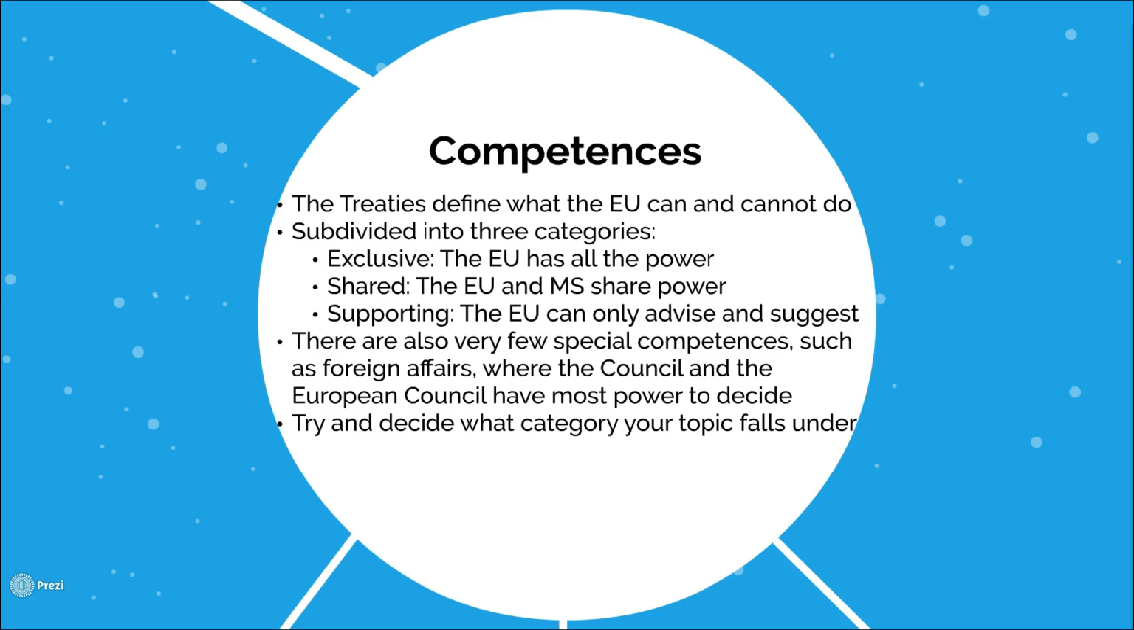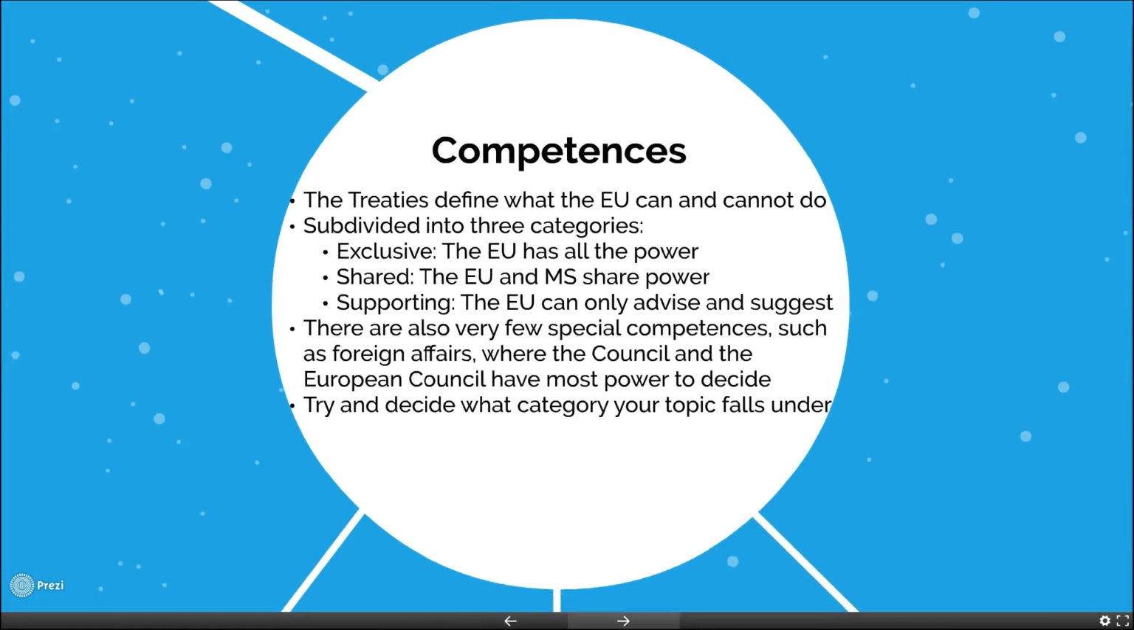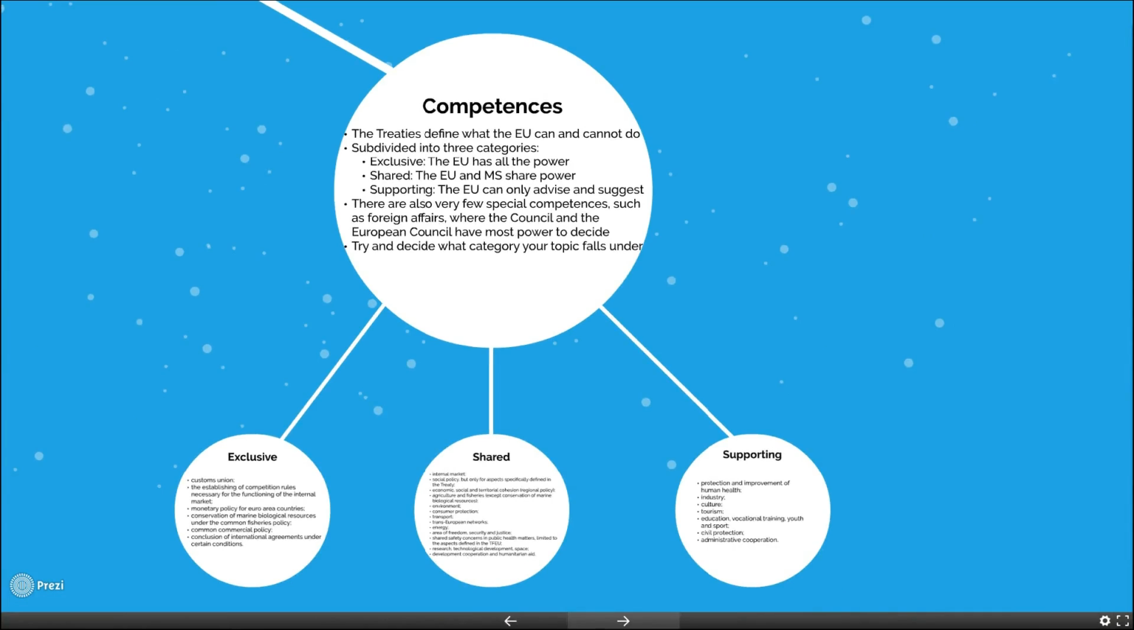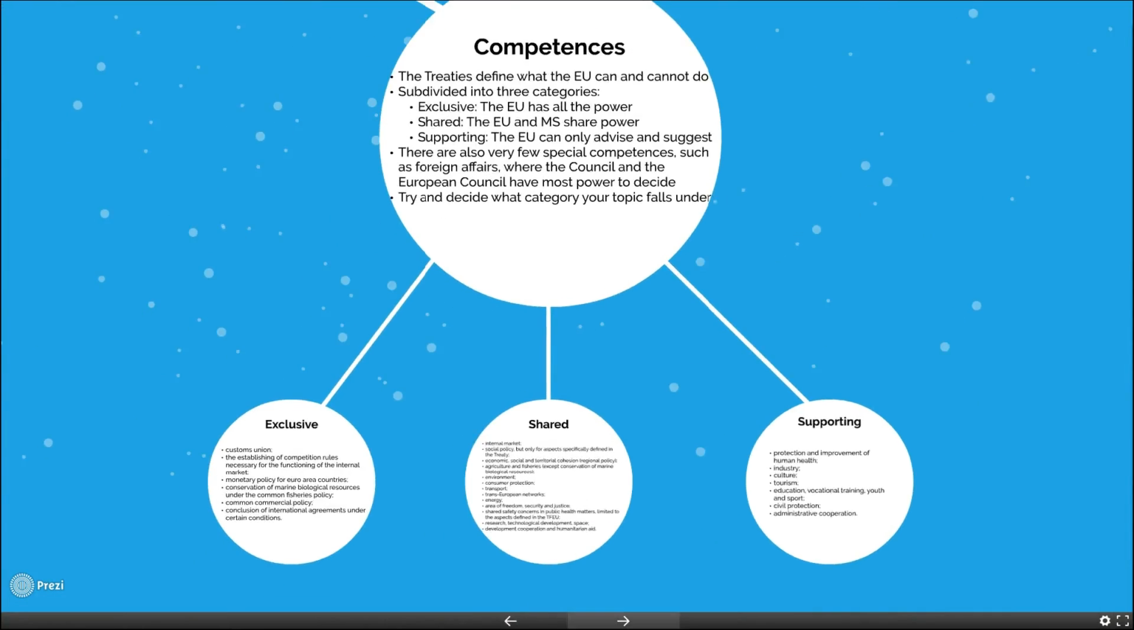In EYP, before you start writing your topic overview, it's usually very useful to try and figure out what category your topic falls under, because it can very heavily influence what you, as a committee, will be able to do during the session. Here you can see the subdivision of all topics in the 3 different categories.